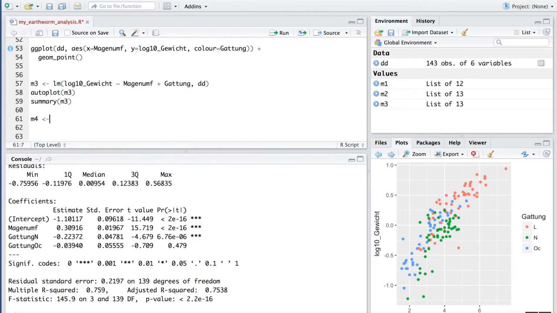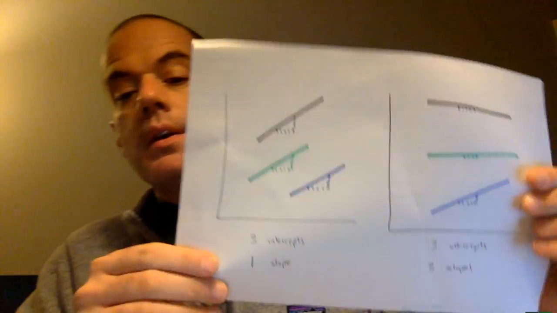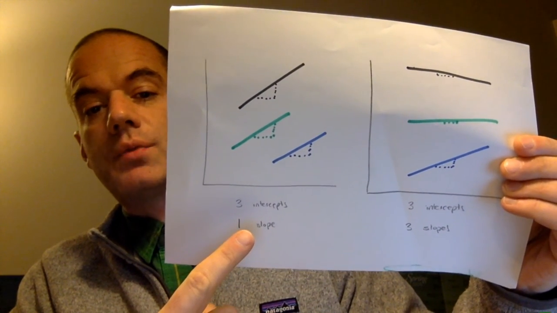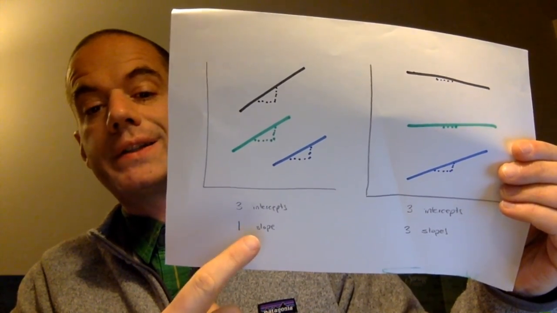We'll call it M4. LM, well, let's copy this. It's easier to copy this. Need the bracket there. So instead of the plus here, we're going to put an asterisk. What does that do? Well, I'll show you again graphically. So the model we fitted, you just saw us fit, was a three intercepts, one slope. That was with the plus.